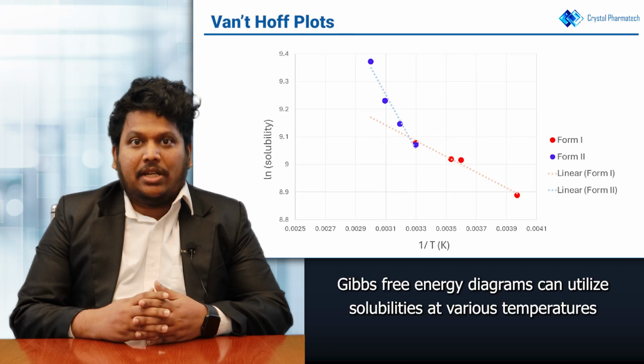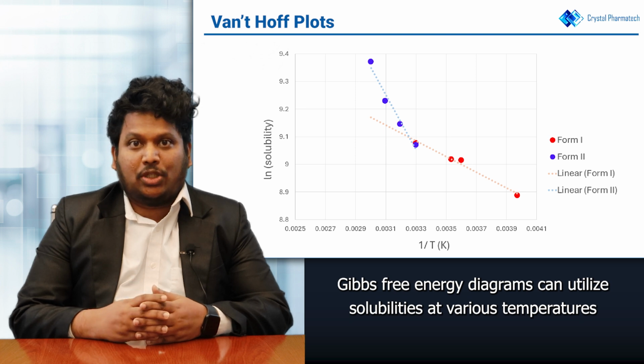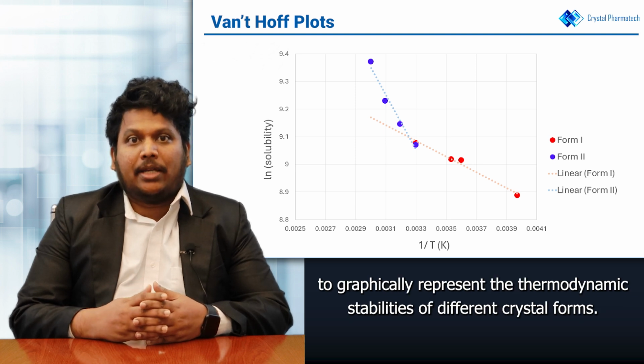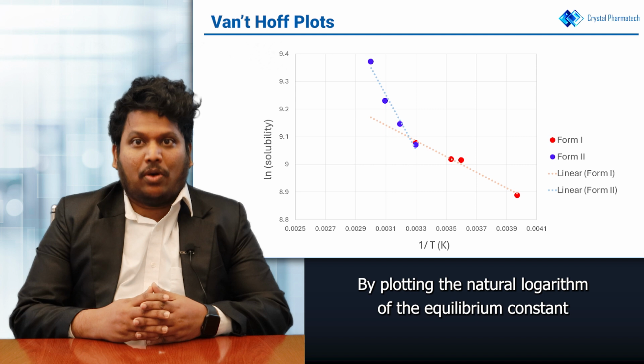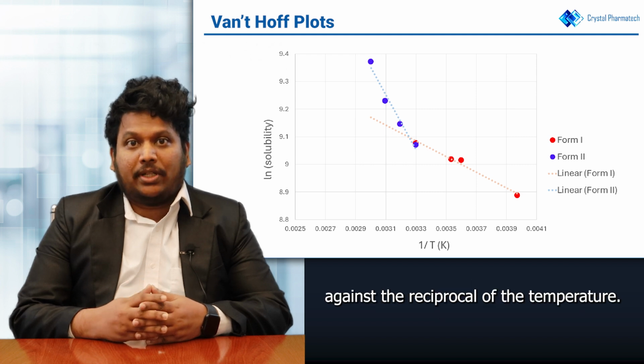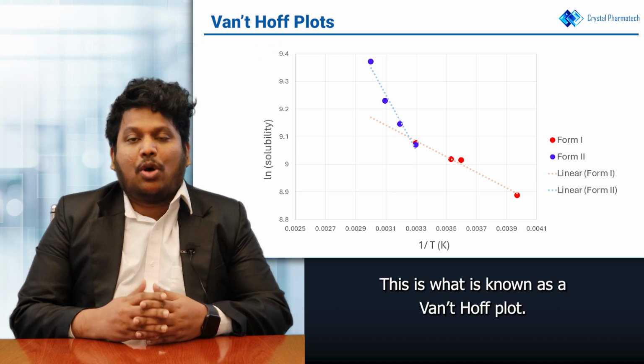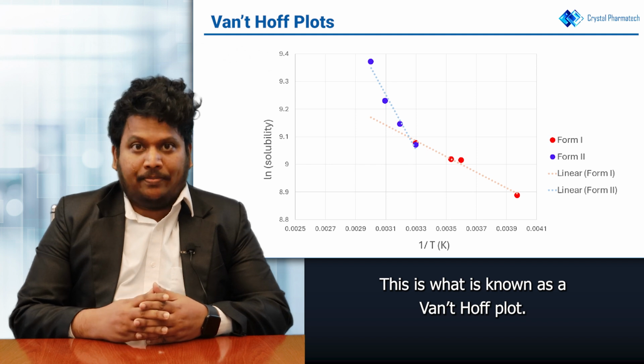Gibbs free energy diagrams can utilize solubilities at various temperatures to graphically represent the thermodynamic stabilities of different crystal forms by plotting the natural logarithm of the equilibrium constant against the reciprocal of the temperature. This is what is known as a Van 't Hoff plot.